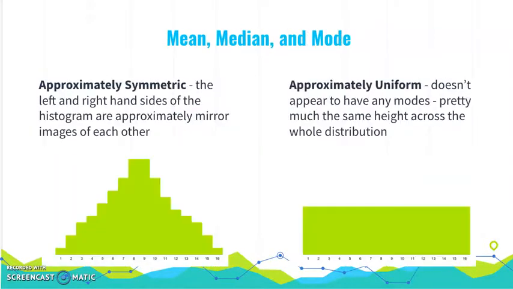Now, if you look at mean, median, and mode in shapes, there's 4 main shapes we're going to discuss. Approximately symmetric and approximately uniform will look kind of like these.